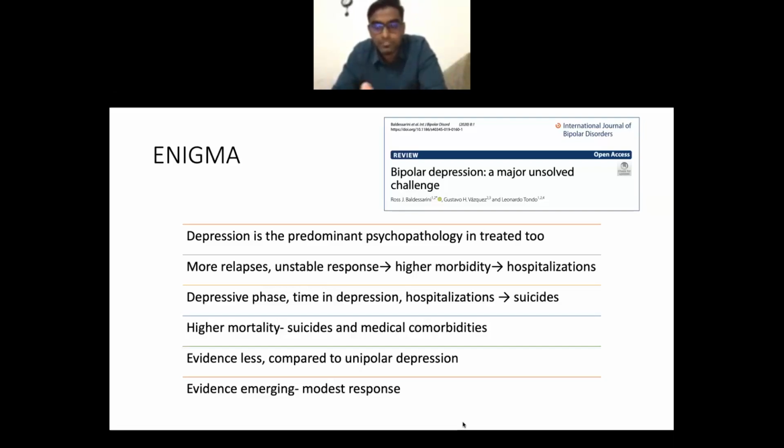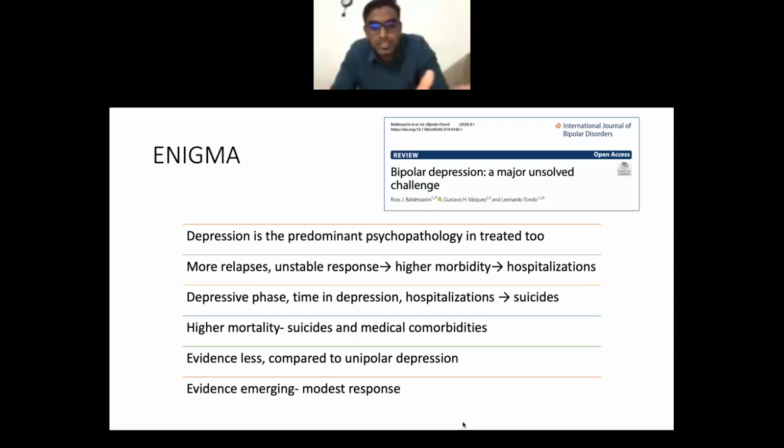So even during remission phases, the depressive symptomatology is quite common. There are more relapses, unstable response, leading to higher morbidity and higher hospitalizations. The depressive phase and time in depression and the hospitalizations are again predictors of suicides, which are quite common in cases of bipolar depression. Higher mortality is not just from suicide, but also from medical comorbidities that coexist with bipolar depression and their treatment too.